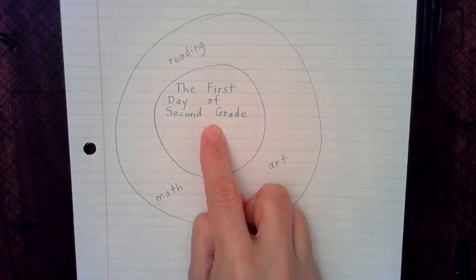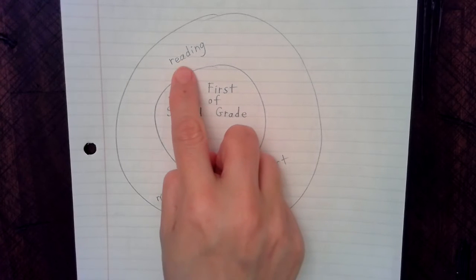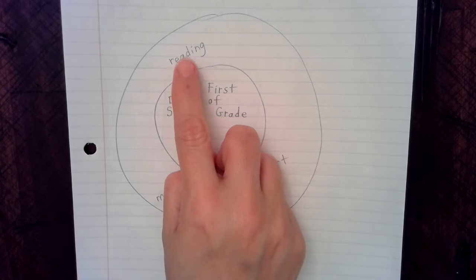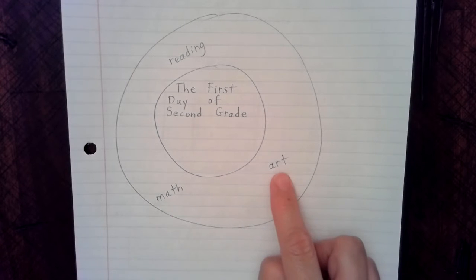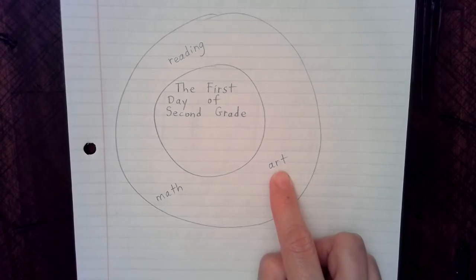I decided as I am recounting the events of that day, I definitely want to tell what we did in reading that day. So I'm going to have a sentence about what we did for reading that day. I'm going to have a sentence about something we did in math on that day. And then I'm going to have a sentence about an art project that we did on that day.